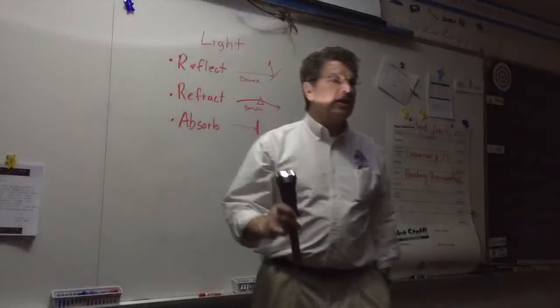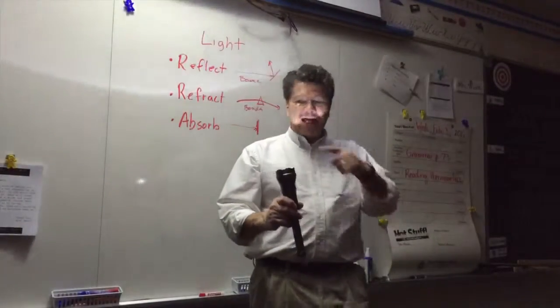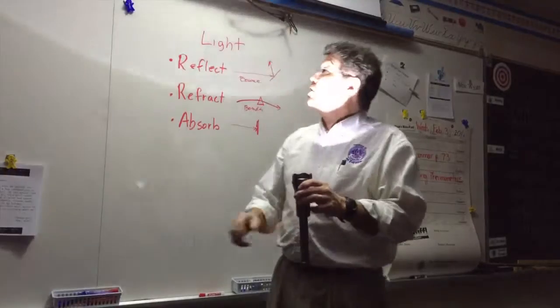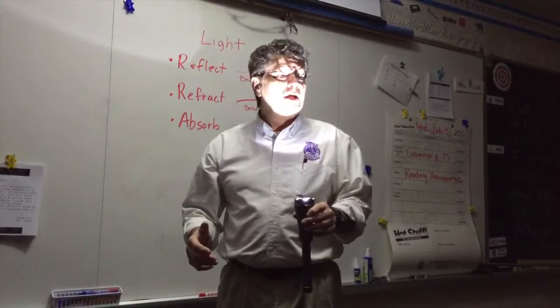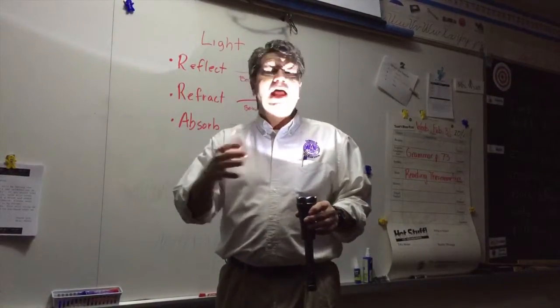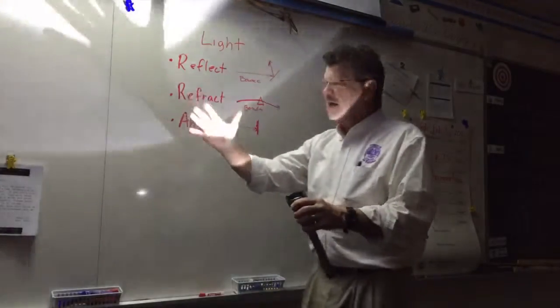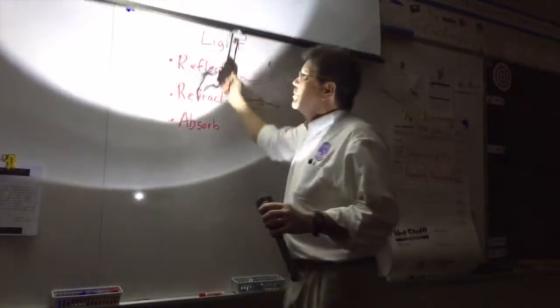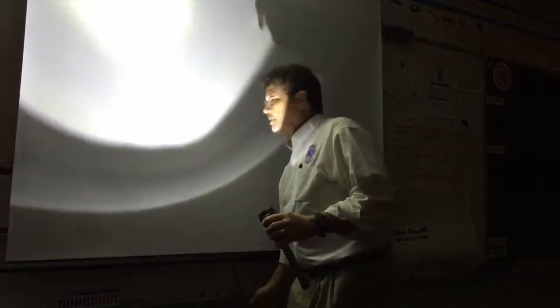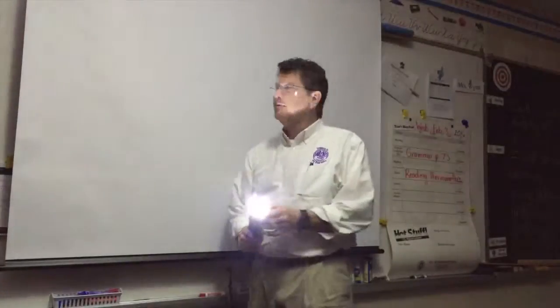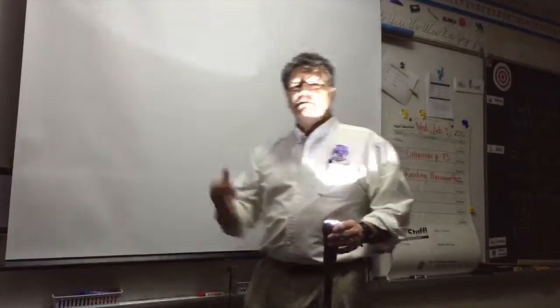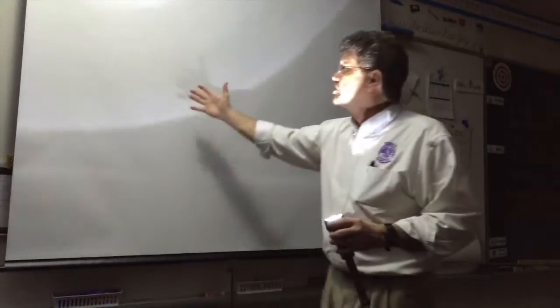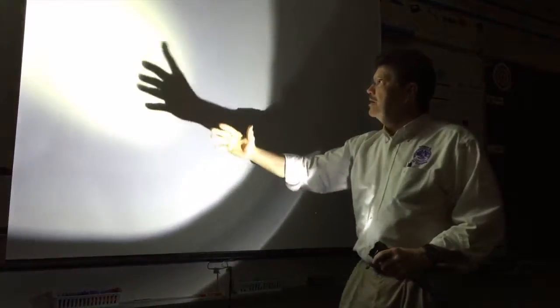What's the first thing you need? A light source. What's the second thing you need? An object. And what's the third thing you need? A surface. So I just happen to have right here my light source, here is my object, and here is my surface. So you see a shadow.